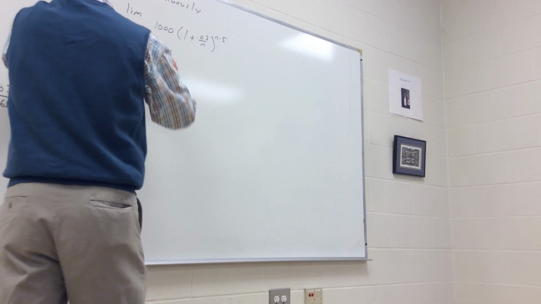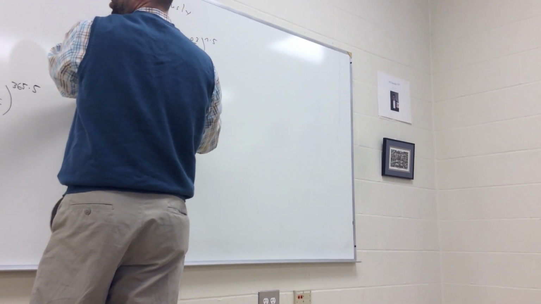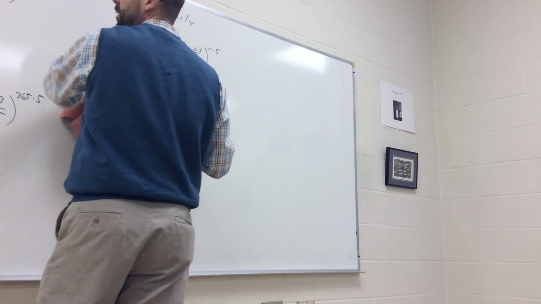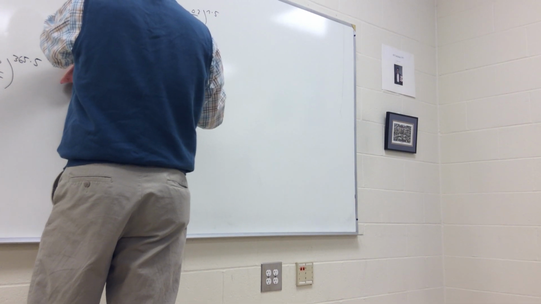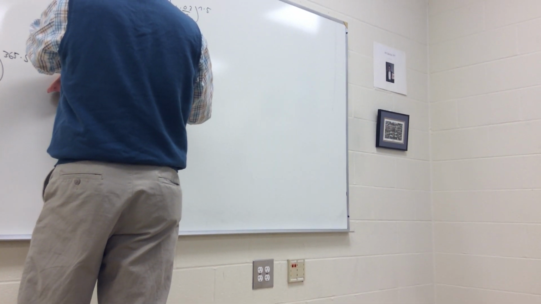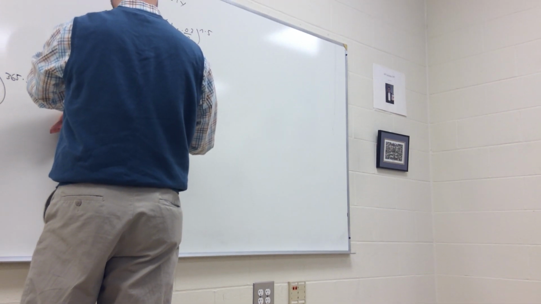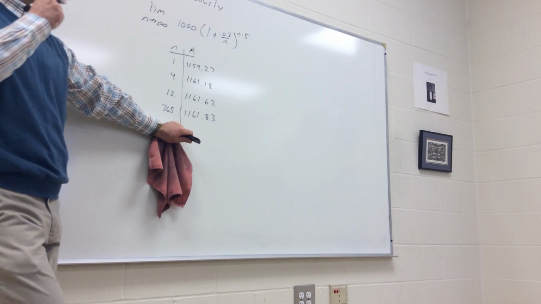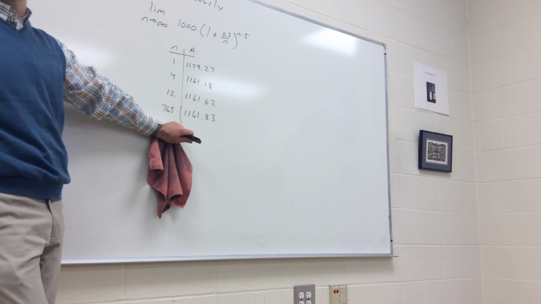For part A, n was 1, and we got 1159.27. For part B, n was 4, and it was 1161.18. For part C, n was 12, and it was 1161.62. And then for D, it was 365, and it was 1161.83. So we've already, in a sense, started calculating this limit, right?